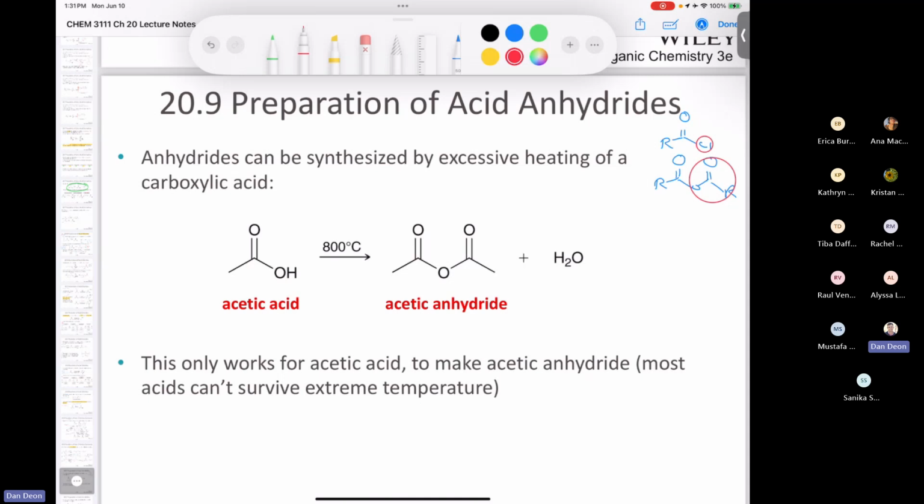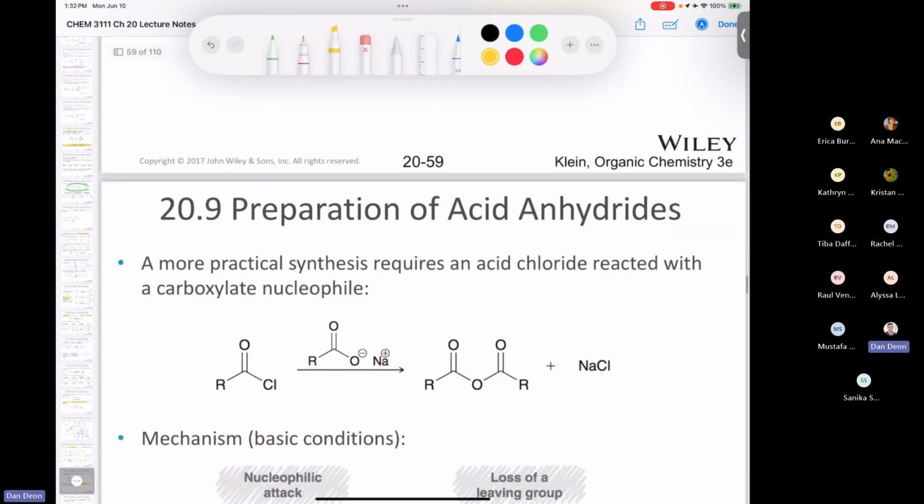But if you want to make a symmetrical anhydride, like acetic anhydride, all you have to do is take acetic acid and heat it up. So this is a very specific reaction, specific to acetic anhydride, which is a very common reagent in organic chemistry. It's actually used to make Tylenol and aspirin. But anyhow, if you take acetic acid and just heat it up, well, that pulls the water out of it, and you end up with acetic anhydride. But again, most acids can't survive this kind of extreme temperature. I mean, 800 degrees Celsius is pretty warm.